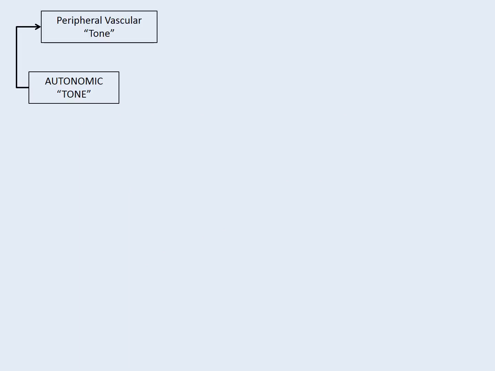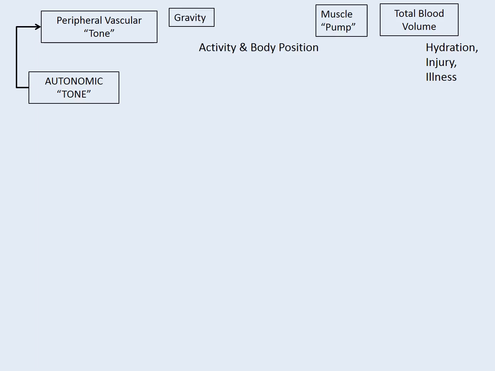And so if we were to look at it in terms of a flow chart of the controlling mechanisms here, we have autonomic tone, which is going to set peripheral resistance, and we have total blood volume. Total blood volume is going to be dependent upon your hydration status, your status of injury, and your status of illness. We also have issues of gravity and muscle pump, which is going to be an indication of your activity and your body position. That is, can you force blood back to the heart, or is it staying within the periphery? This peripheral resistance and this total blood volume work hand in hand with each other.